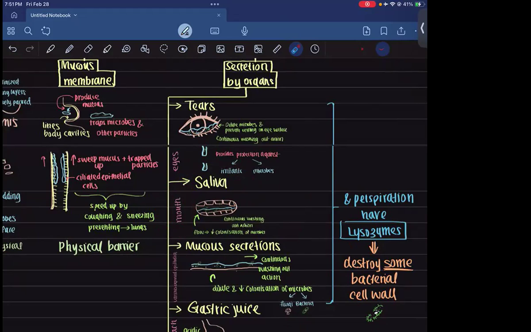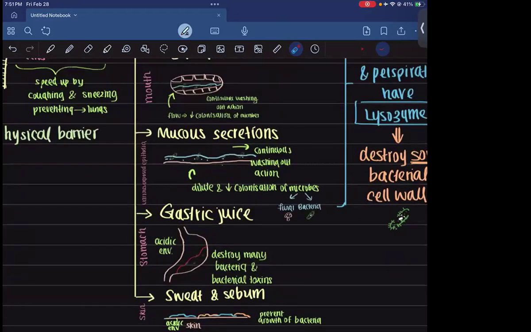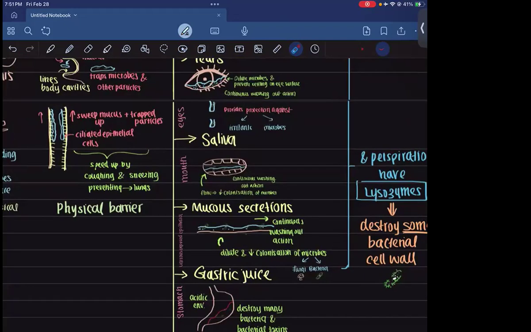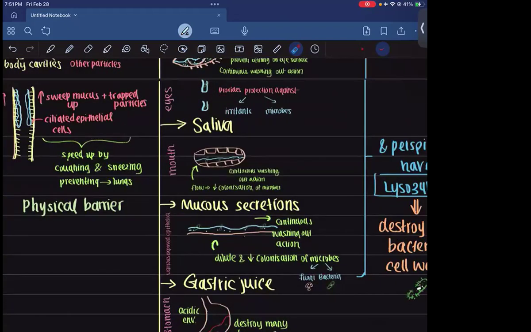There will be a continuous washing out action, and the flow will be preventing the colonization of microbes. Okay. And then see, you have mucus secretions. So now see, we learned about mucus membrane here, and we are learning about mucus secretion here. This mucus secretion can be present in various exposed epithelium. Exposed epithelium means, in your saliva also you will be having mucus, right? So that is again a secretion present in an exposed epithelium. Likewise, in various exposed epithelium, there can be mucus secretions.